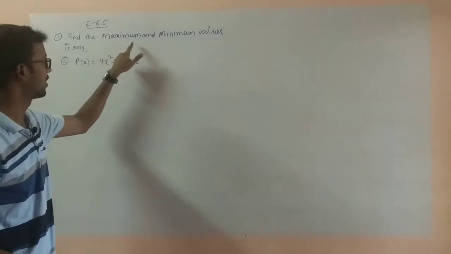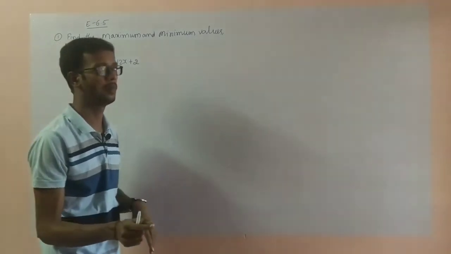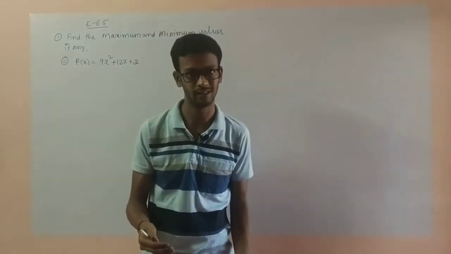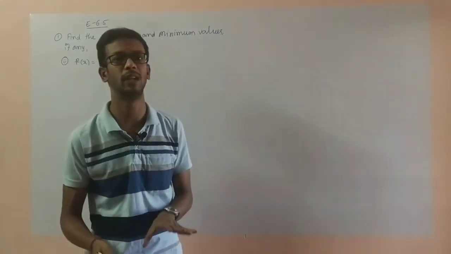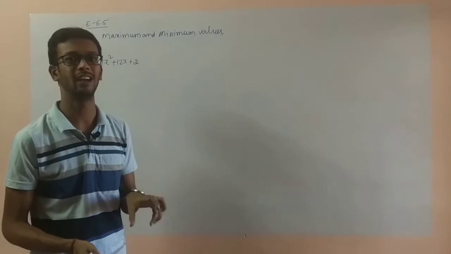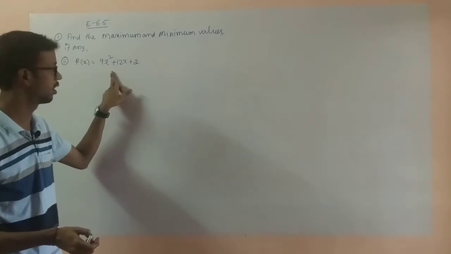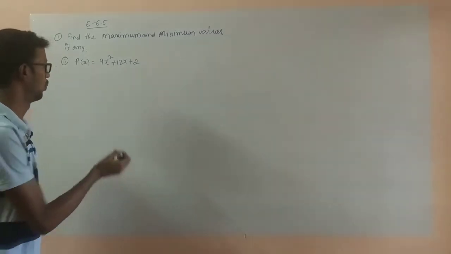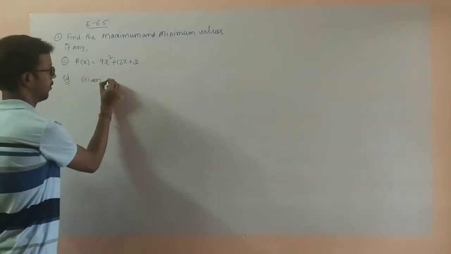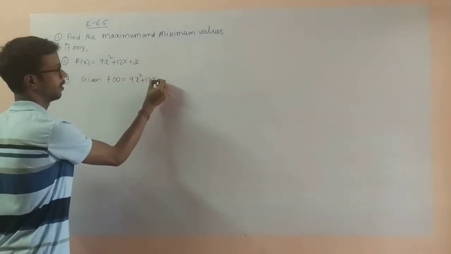Here, find the maximum and minimum values, if any. If any means the minimum and maximum values may exist or may not exist. If they exist, you have to find the minima and maximum values, otherwise leave it. I will explain using the second derivative test. The function given is f of x is equal to 9x square plus 12x plus 2. Solution is given: f of x is equal to 9x square plus 12x plus 2.